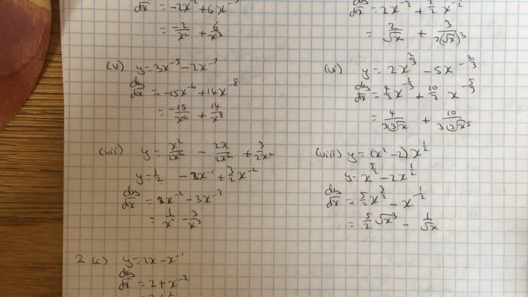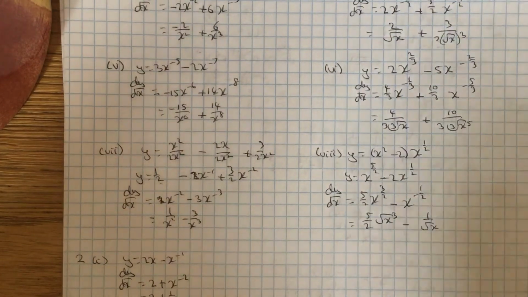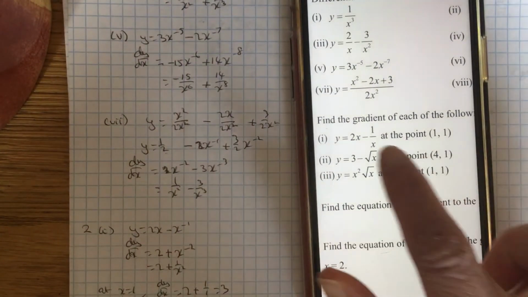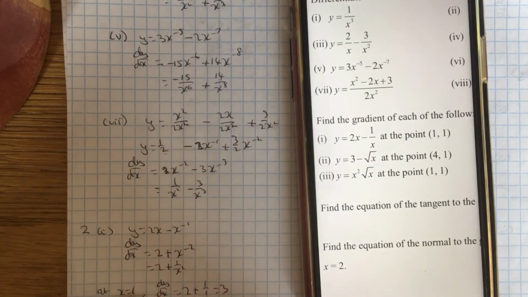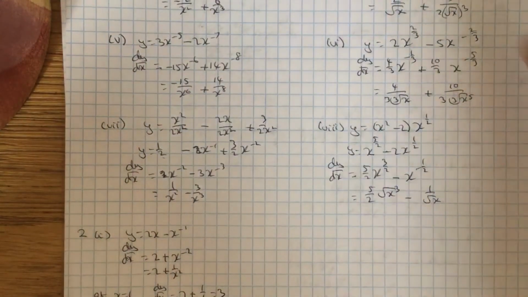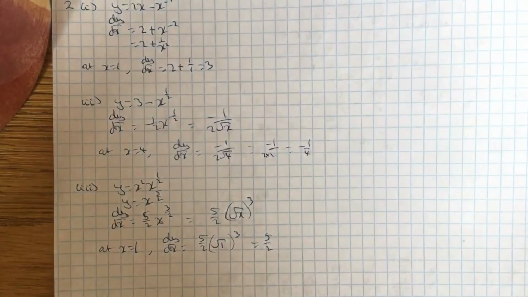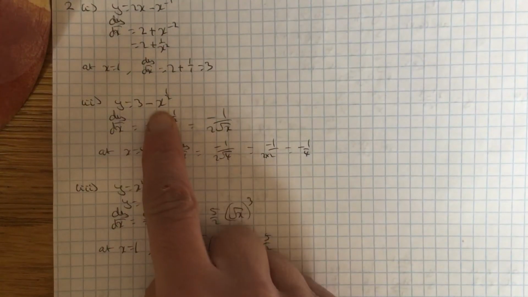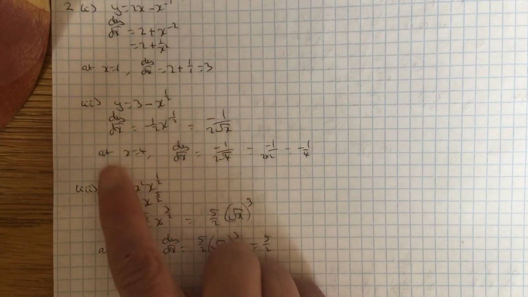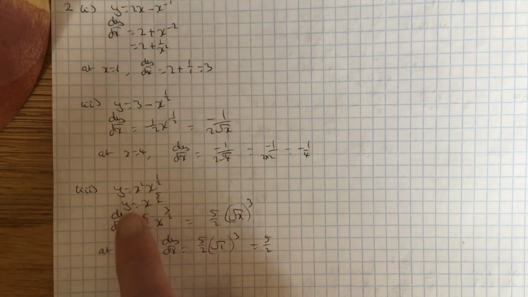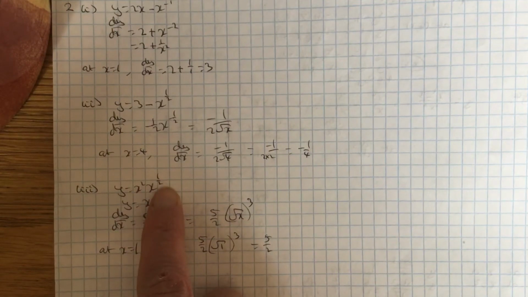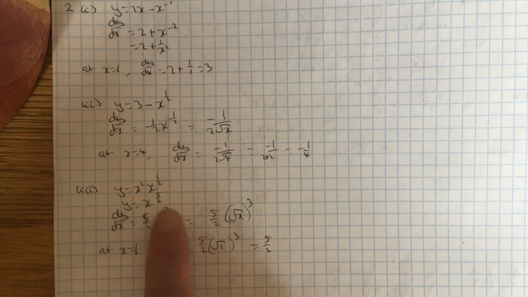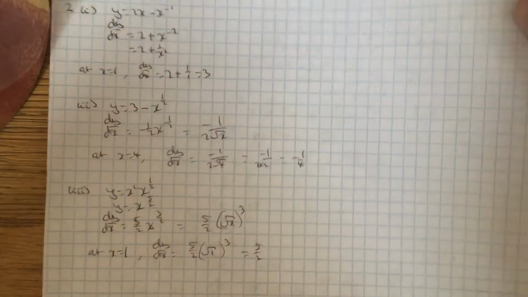Number 2a, or 2 part 1, find the gradient of that. So all you have to do is bring that x up as x to the minus 1, differentiate it, and put in your x value. Part 2, you have got root x, just write that as x to the half, differentiate it, and put in x equals 4. And the last one, write your root: you get x squared, x, root x is x to the half. Multiply numbers, add the indices, so it's 2.5 or 5 over 2, then differentiate it, and put in your x value.